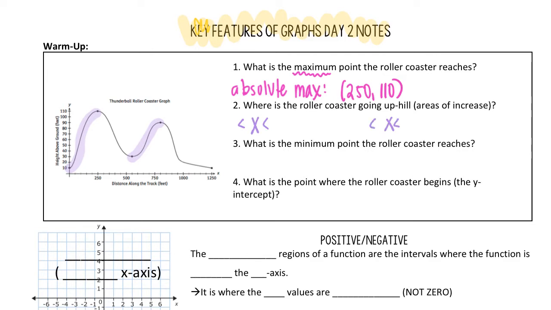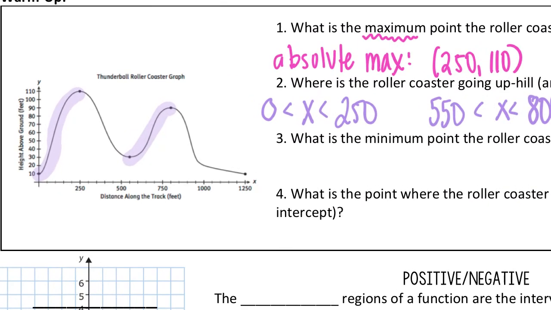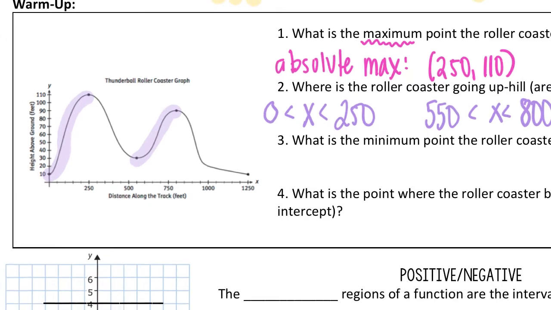That first one occurs in between the x values of 0 and 250, so in the first 250 feet of the track. And the second portion occurs, looks like, in between 550 and 800. Hopefully you're able to figure out the graph is counting by 50s.